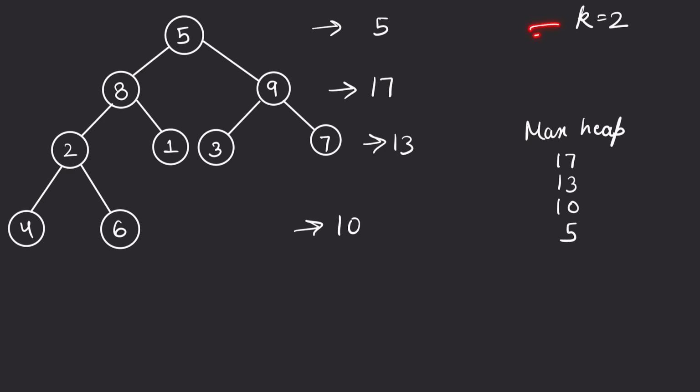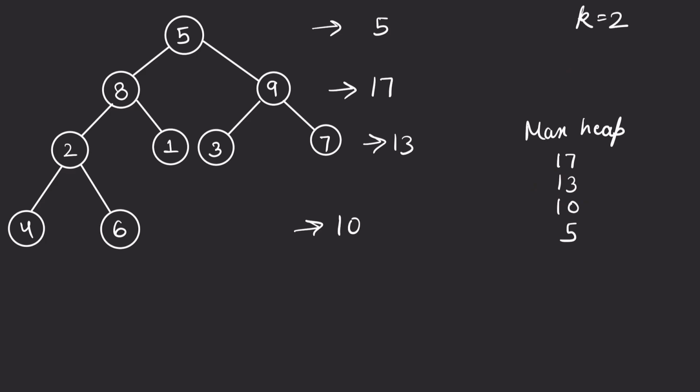Then for k equals 2, you will pop 2 times from the max heap, meaning you will pop k times from your max heap, and whatever will be the last element that you have popped, that will be your answer. So in this case, k is 2. So first you will pop 17 out, and then you will pop 13 out. So what is the last element you popped out? That is 13. So this will be your answer, right?